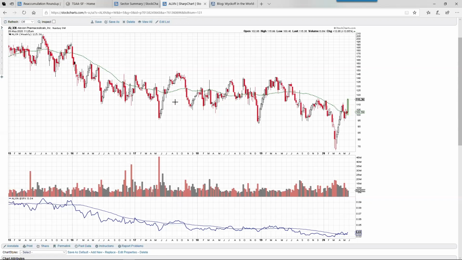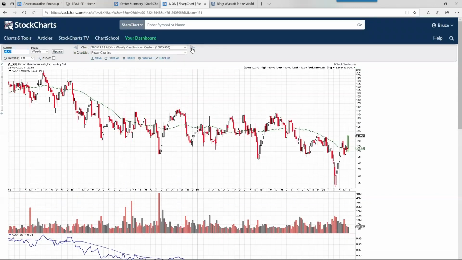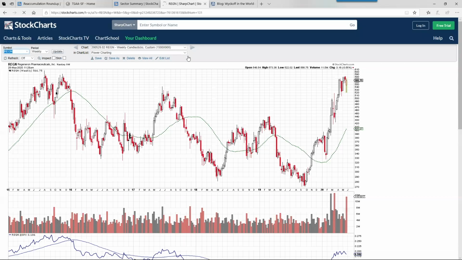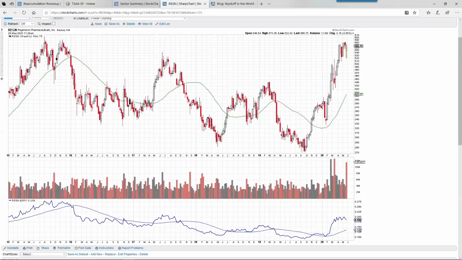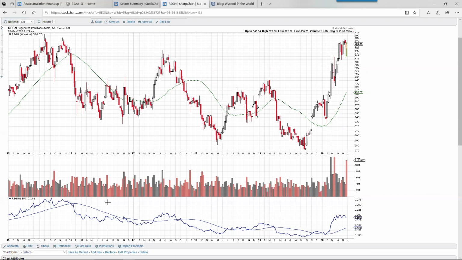So this is Alexion. We want to look at it, but it is one of the, I would say, not leadership names, but it has some interesting characteristics. So let's just go on. Here is Regeneron, which I think is very interesting.